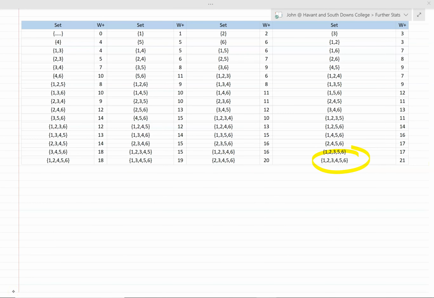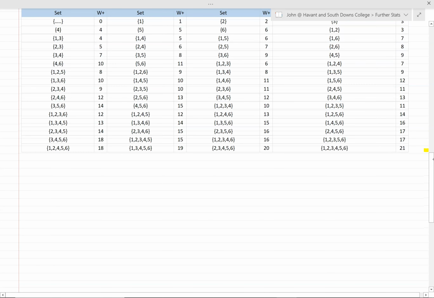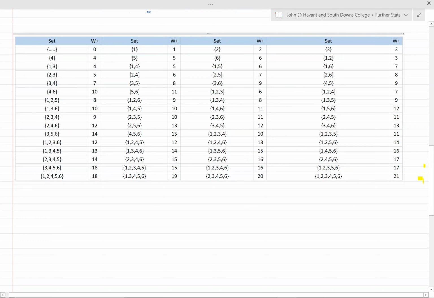So this is where the assumption of symmetry is quite important, because notice there's a symmetry in the distributions here. We've got 21 possibilities here and 0 here. There's one way of getting 21 and there's one way of getting 0, and so on. So this here would correspond to W minus being equal to 0, which is why it was arbitrary whether I chose W plus or W minus.